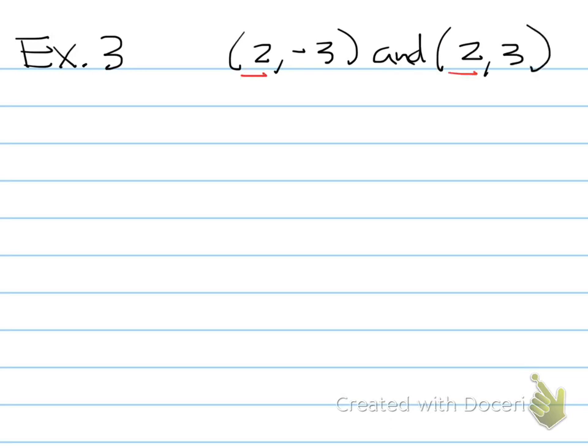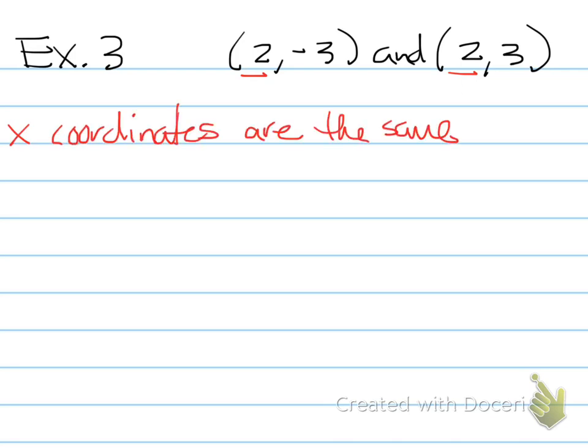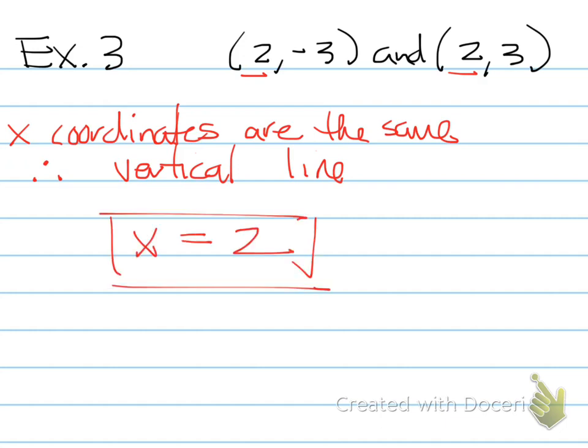Next, plug those 2 coordinates. Actually, you should see that the x coordinates are the same. These 2 x coordinates are the same. Since the x coordinates are the same, that indicates that this is a vertical line. And remember, vertical lines are always x equals whatever point the vertical line crosses the x-axis. In this case, since we're just given the coordinates, if the x coordinates are the same, that is what x is going to equal. X equals 2.